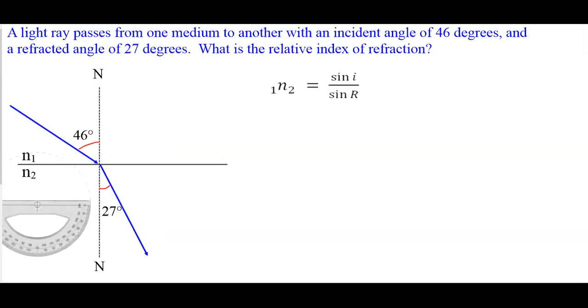So since I have two angles, I'll find the relative index of refraction by just doing the law of refraction. So sine I divided by sine R, and do make sure you're not in radians. You have to be in degrees for this. If you're in radians, I can't help you. So make sure your calculator's in the right setting.